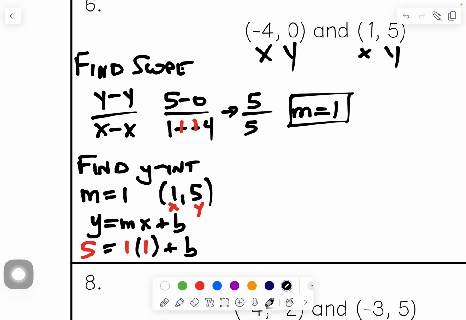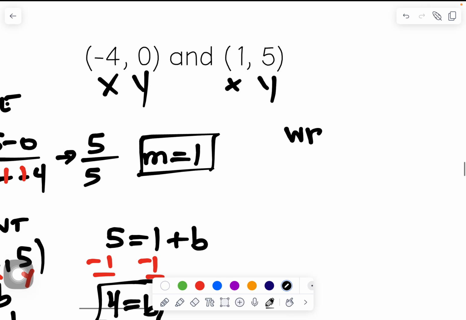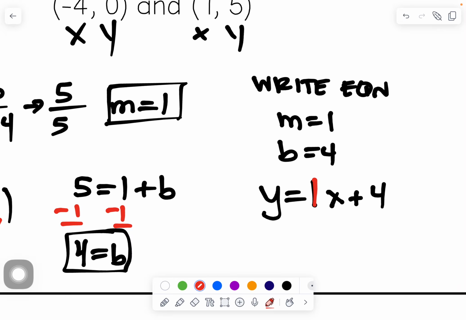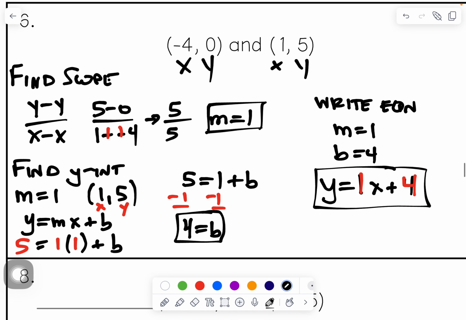Now I'm going to solve that equation. So 5 equals 1 times 1 is 1, plus b. I'm going to subtract 1 from both sides because it's a positive 1. I'm going to find out that my b value ends up being 4. So now I want to write my equation. I know my m value is 1 and my b value is 4, so I'm going to go y equals 1x plus 4. Remember, I'm substituting just for the m and the b in y equals mx plus b, and that's my final answer. Let's take a look at that process one more time.